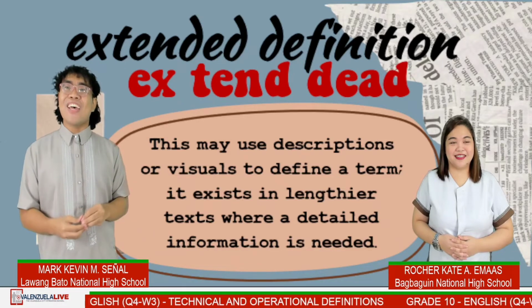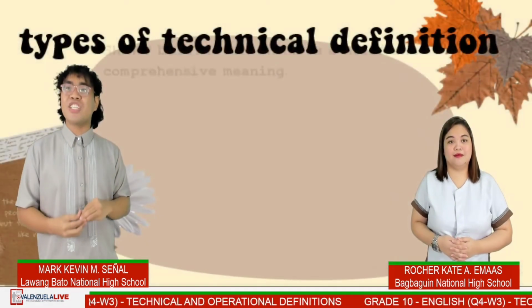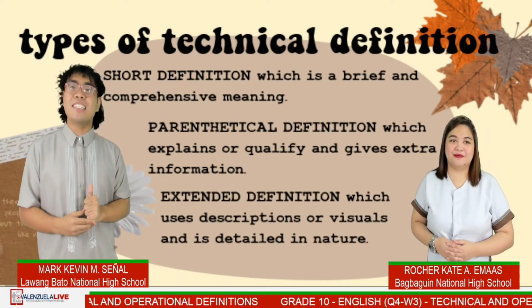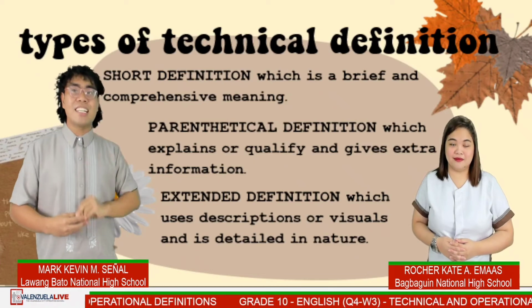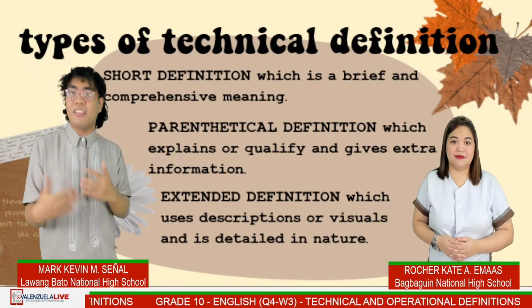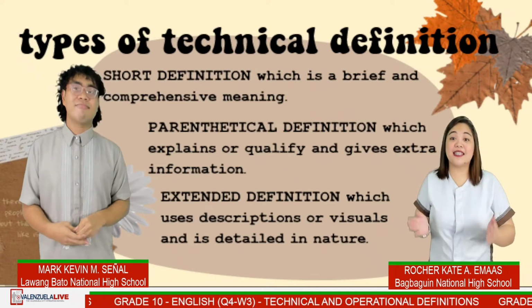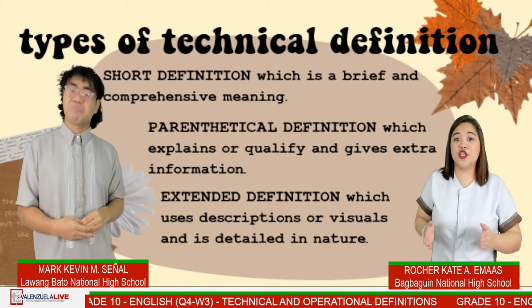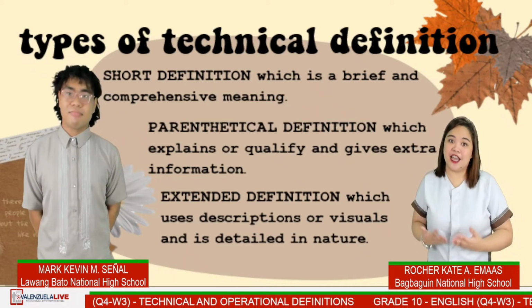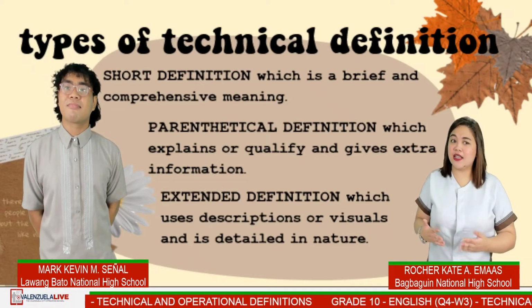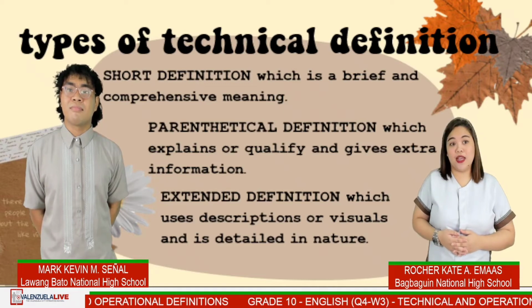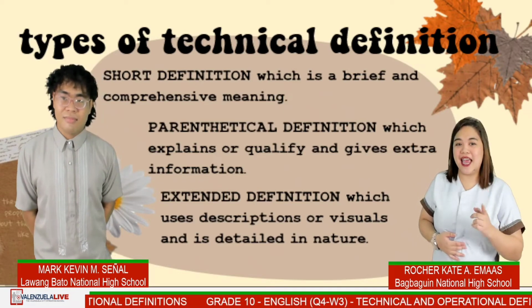Once again, the types of technical definition include short definition, which is a brief and comprehensive meaning, parenthetical definition, which explains or qualifies and gives extra information, and lastly, extended definition, which uses descriptions or visuals and is detailed in nature. If technical definition has types, operational definitions also have their own, and one of which is our next Guess the Gibberish puzzle.